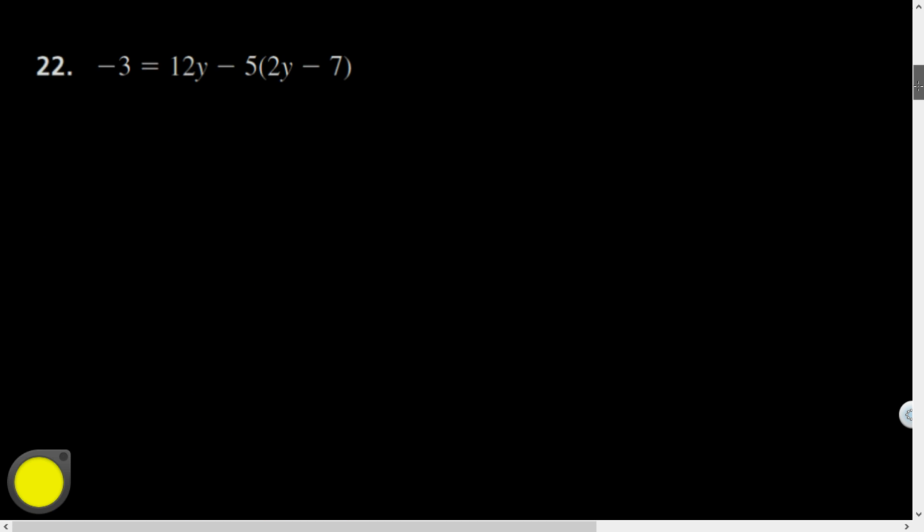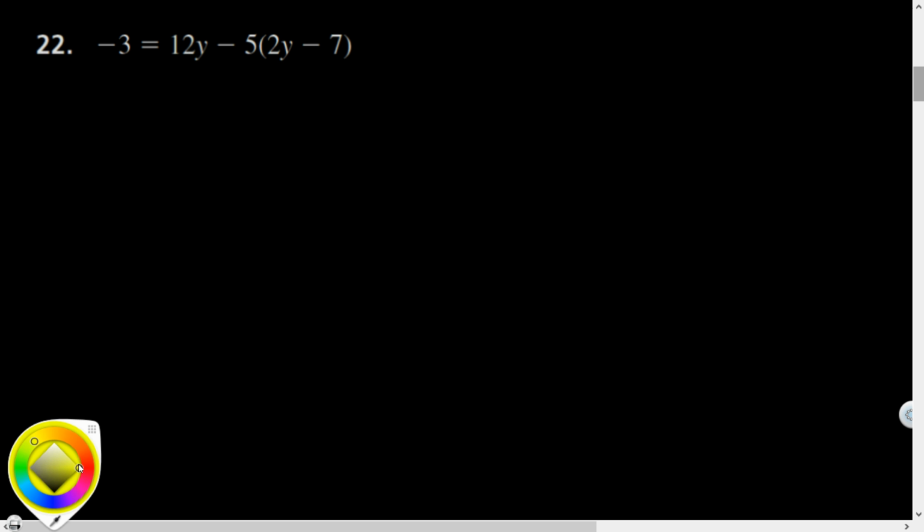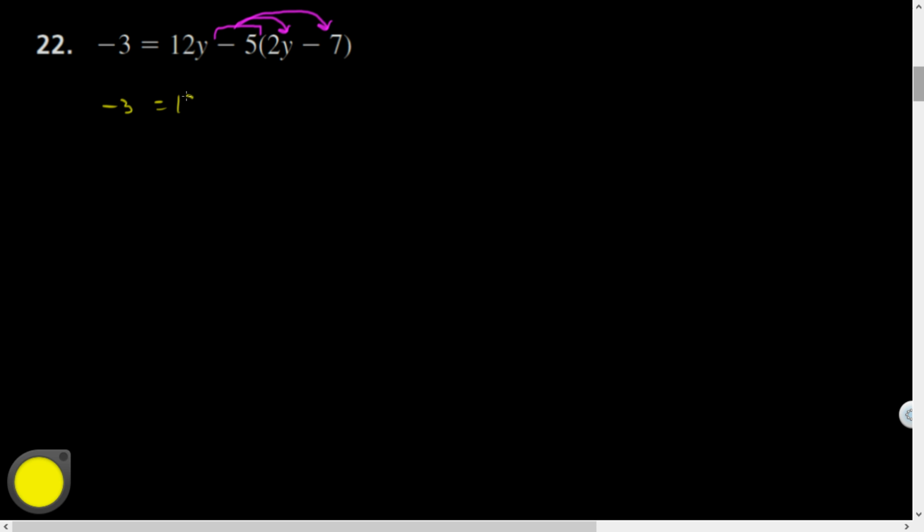All right, here we go. 22, so flip the page, write this down. Let's simplify first. All right, now I'm going to distribute, and this minus sign is coming with it. All right, so -5 times 2y, I think Pooja was telling me, I'm going to have -3 equals 12y. And then what's this first part? -5 times 2y. What's that, Pooja?